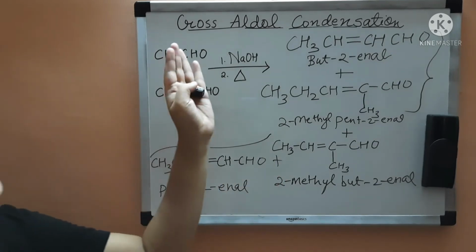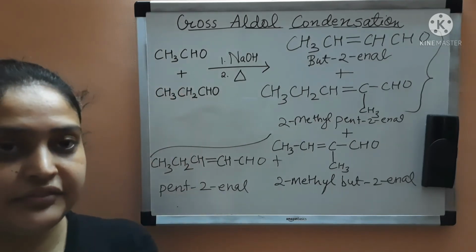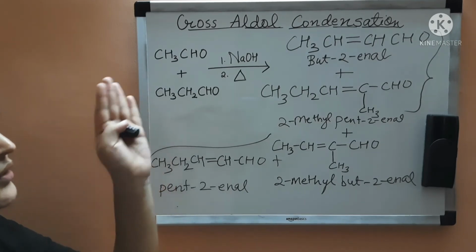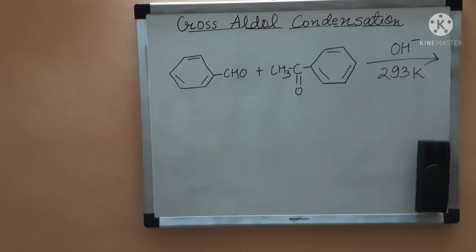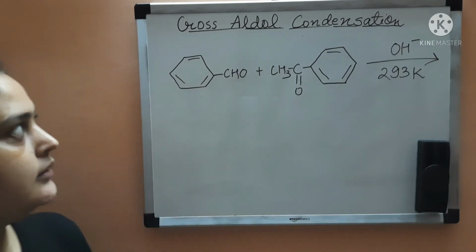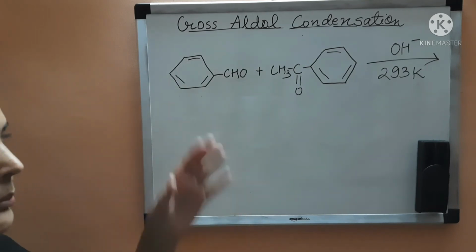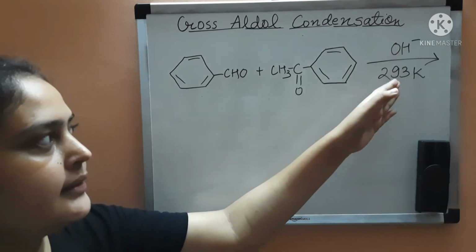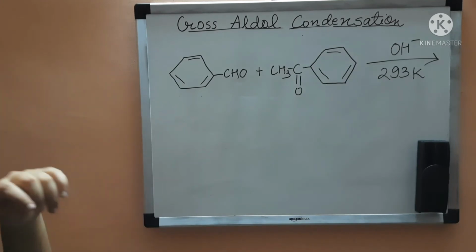So this was the cross-aldol condensation reaction between ethanol and propanol, that is 2 different aldehydes. Now we will see how an aldehyde reacts with a ketone in the cross-aldol condensation reaction. So we are taking benzaldehyde and acetophenone, and we are adding base and high temperature. We are heating at high temperature, 293 Kelvin. So then what will be the product?